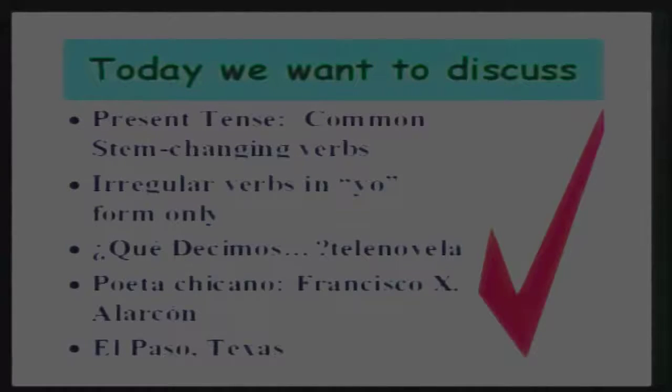We'll take a look at ¿Qué decimos?, the telenovela, on pages 25 through 27 of our textbook. We're going to be looking at a poem by a well-known Chicano poet, Francisco X. Alarcón. And then we will learn a little bit about El Paso, Texas.